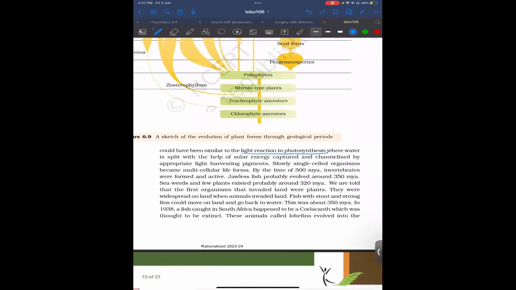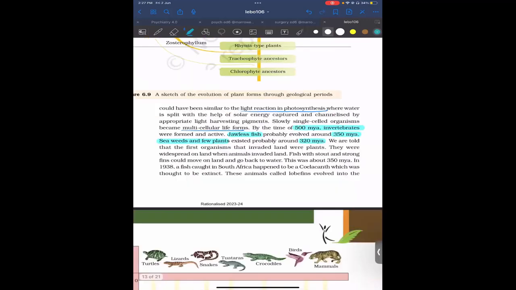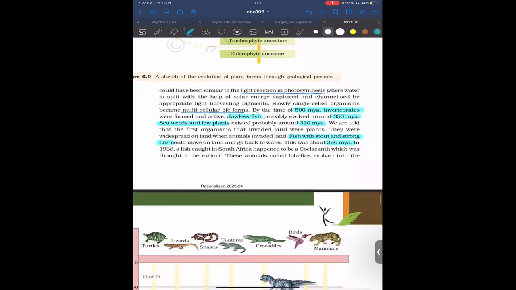Slowly, the single-celled organisms formed into multicellular life forms. By the time, 500 million years back, invertebrates were formed. Jawless fishes, 350 million years back. Seaweeds and a few plants, 320 million years back. And then we have fish with stout and strong fins that could move onto land and go back into water. This was around 350 million years back.